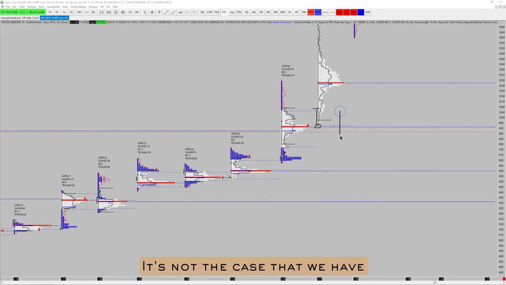It's not the case that we have the day that has opened and we have an initial balance that is formed back through this key level. Okay, so remember this key level is at right around 9,900. So we have one-sidedness already. Okay, the market opens down here. The initial balance in this case is a decently sized initial balance, so it's not that tight, right?